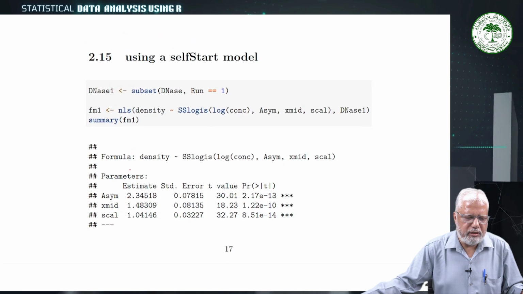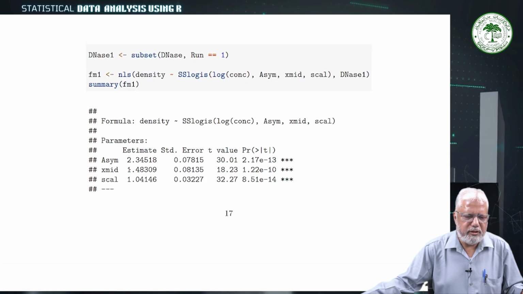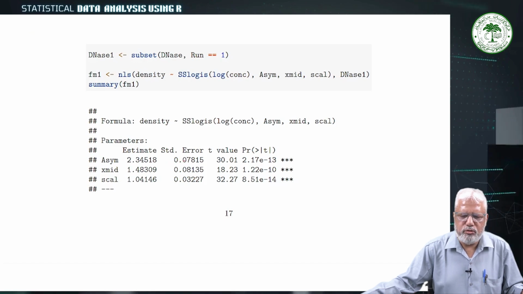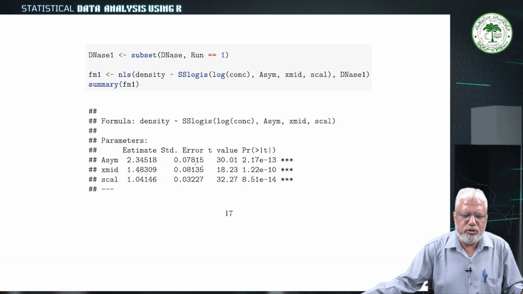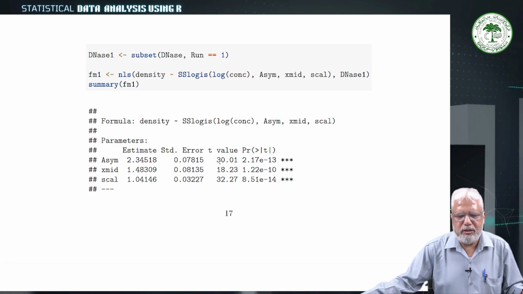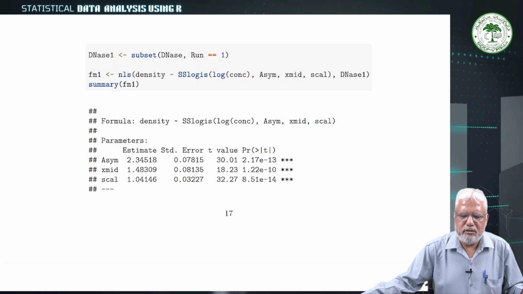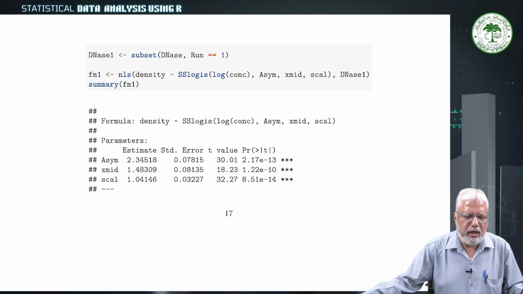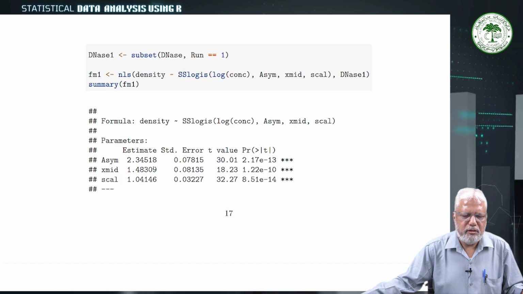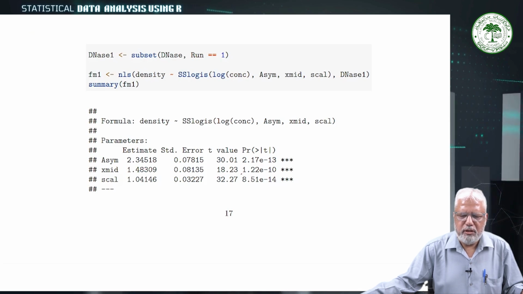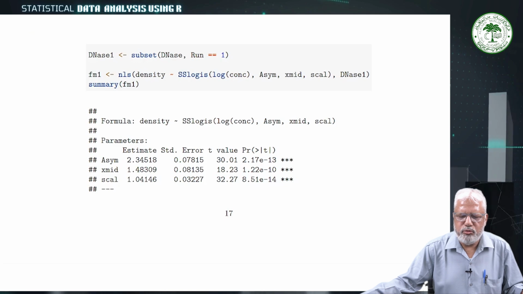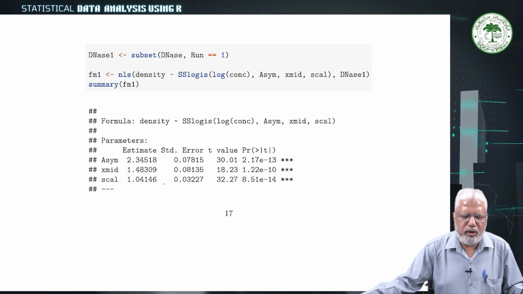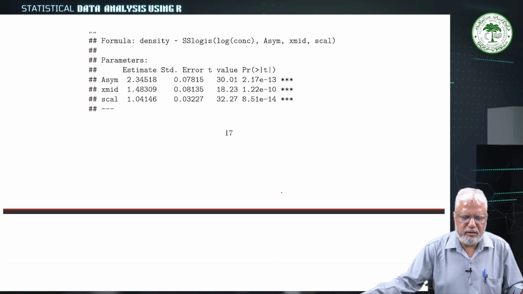And summary, so these are the results. See, Asym 2.3, standard error 0.007. If you divide this, you get the t value. A t value of 30 means it is highly significant. It is away from 2. xmid is also significant because the t ratio is 18 and the p value is 1.22 into 10 raised to the power minus 10. And then scal. So all these 3 parameters are significant.